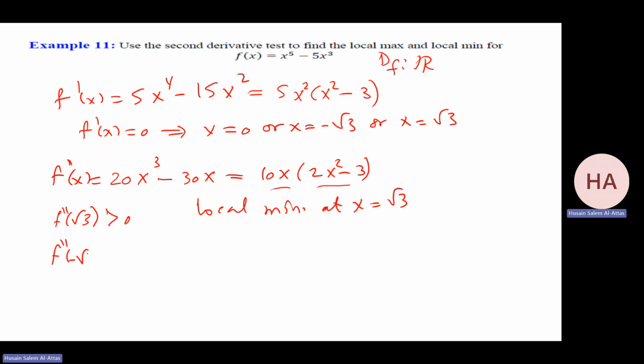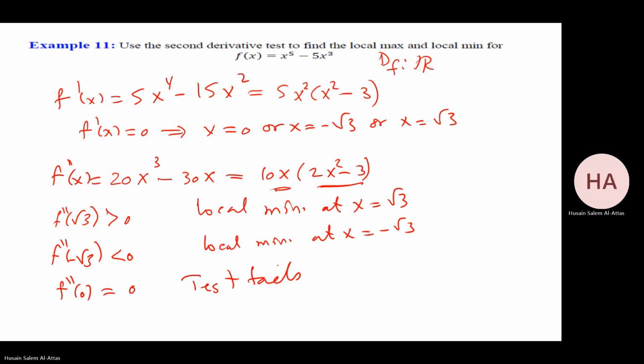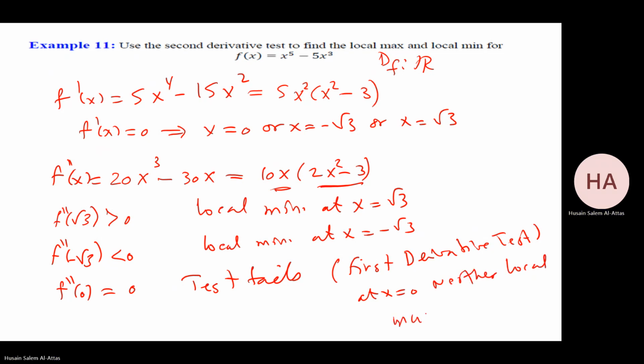F double prime of minus square root of 3. That will be negative. That will be positive. So that will be negative. So I have local max at x equals minus square root of 3. But when I check f double prime at 0, I'm getting what? 0. That means test fails. That's it. Test fails. I'll need to do first derivative test, which will show you at x equals 0, neither local max nor local min. But you need to do it.